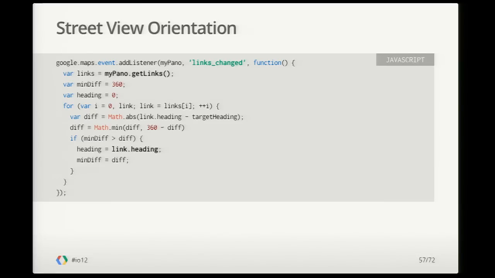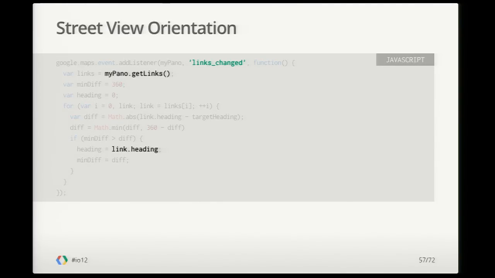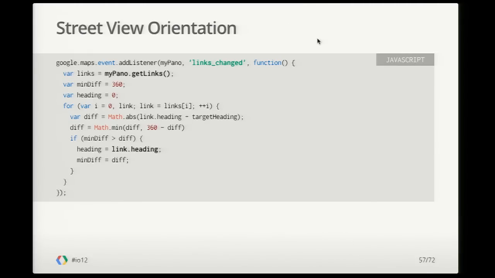You just have to listen to the links changed event, and this will get called anytime a new panorama is loaded. And once that's loaded, we can get information about the links, look through each of those links for the one that's closest to our target, and set the panorama to be that heading.